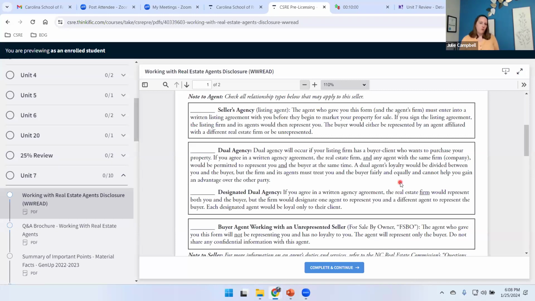The agent's role with this piece of it is to disclose to the consumer the types of agency that the firm offers. I'm giving you our menu. I'm telling you, my firm will work with you as a seller's agent, a dual agent. Oh, we don't offer designated dual agency. We're not going to check that box. So we're not creating the relationship. I'm not telling you how we're going to work. I'm just telling you what I have available should you decide you want to hire me.